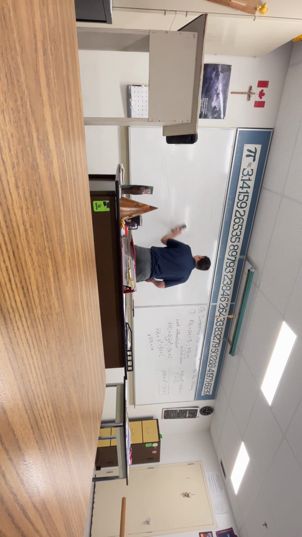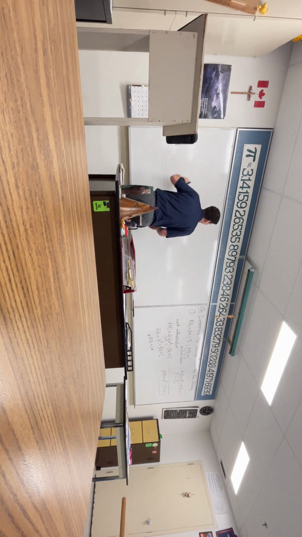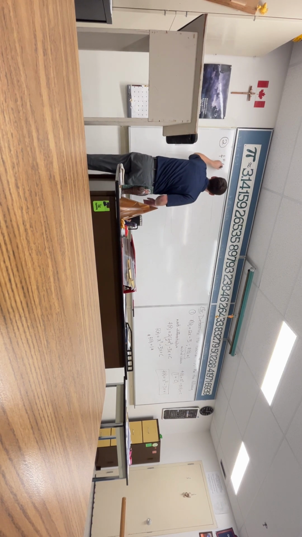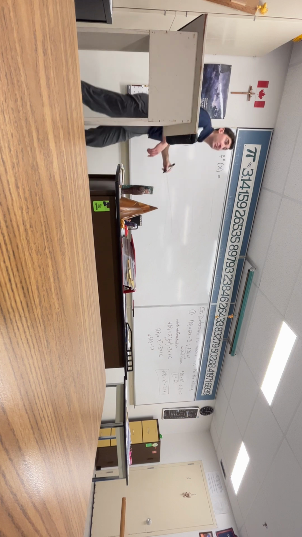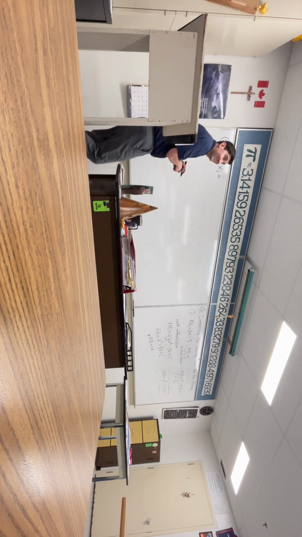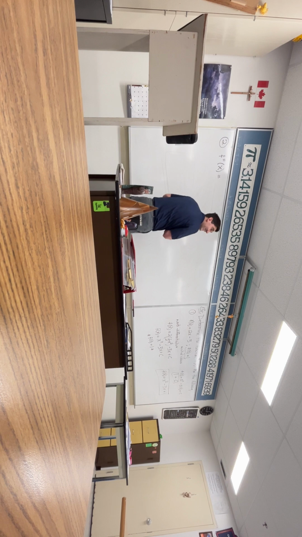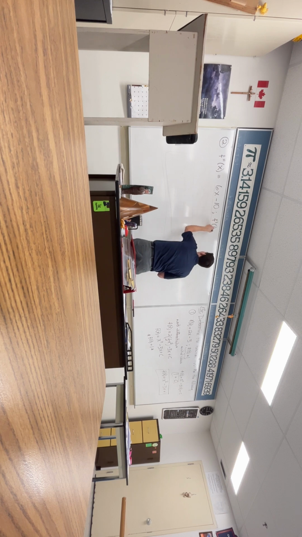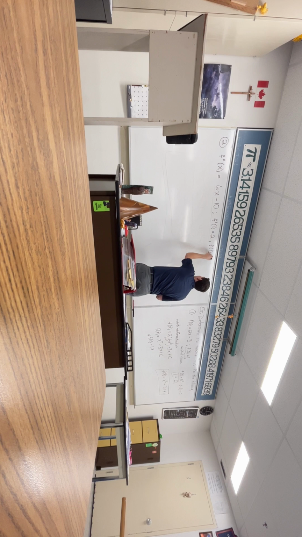Great. Any questions with that? Okay. Number 2. f double prime equals 6x minus 10. And we're going to say that f prime at 1 equals 2, and then f at 1 is 1.